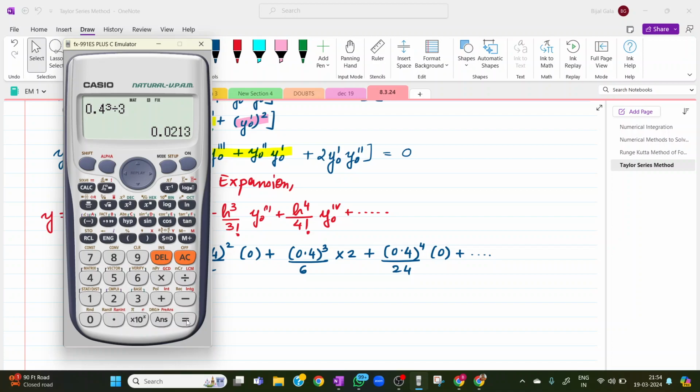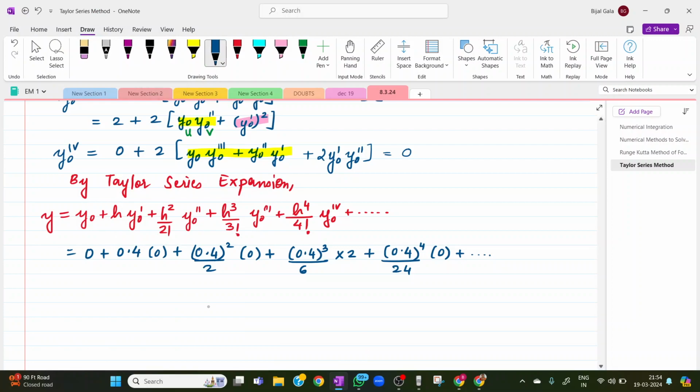0.4 ka raised to 4 jo hoga, usme 4 decimals aayenge. Because 0.4 to the power 4 will give you 4 decimals, okay? So that's what you do here. So now my answer is 0.0213. 0.0213. I hope this is clear.